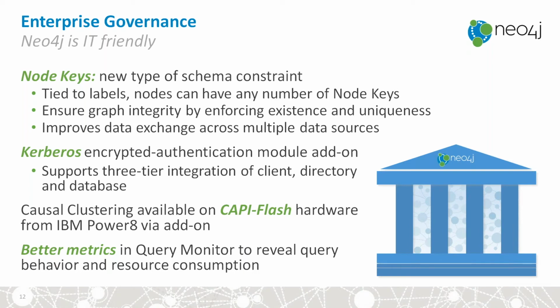We've also introduced causal clustering now on the CAPI flash hardware from IBM, those Power 8 servers. That's also an additional add-on for the Enterprise Edition. So when you have a very, very large graph and you need the horsepower and the memory behind a Power 8 system, that's now available. And we offer significantly better metrics in the query monitor.